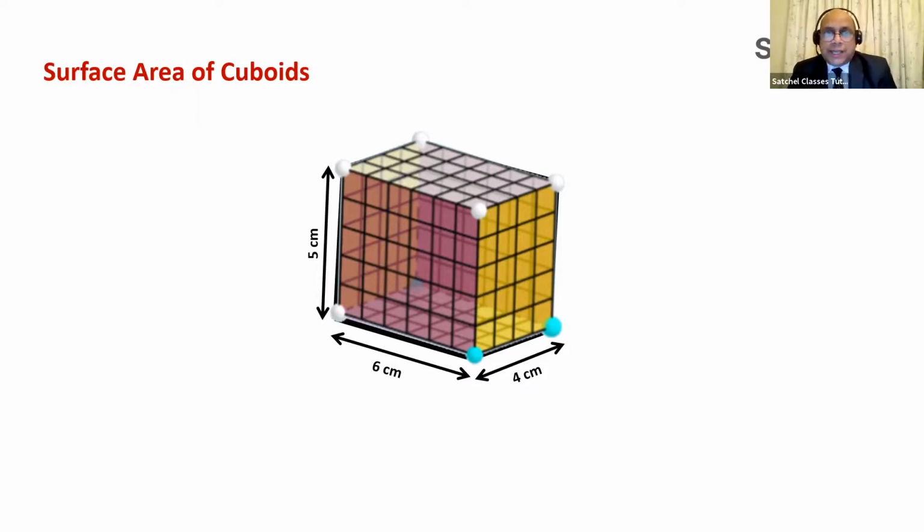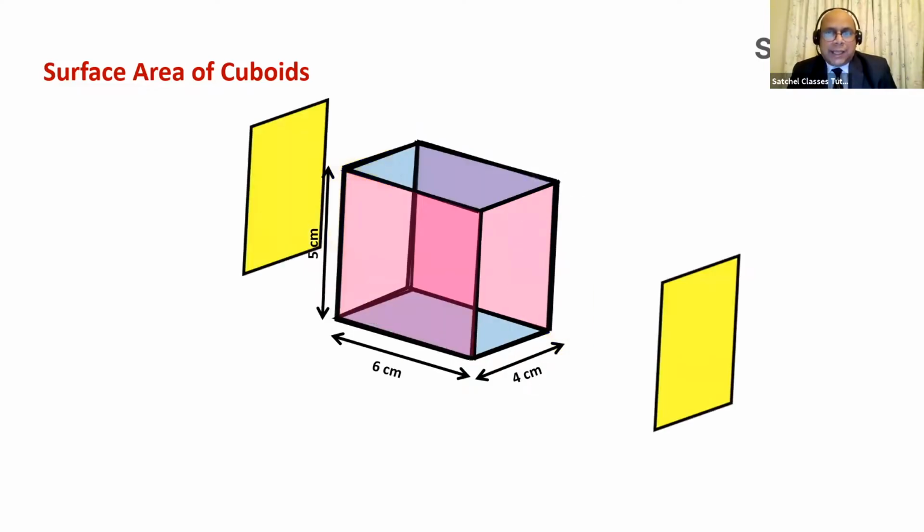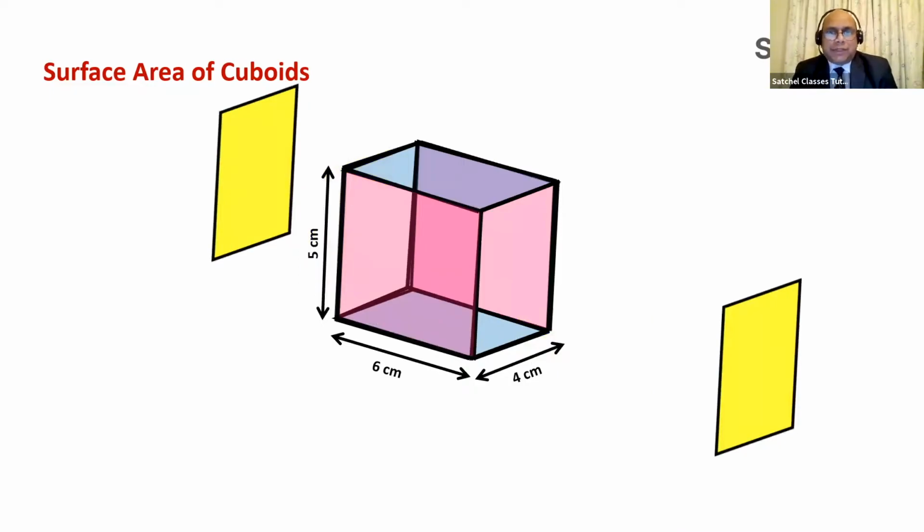So which are the rectangles that this particular cuboid is made up of? If you look at the front and the back side, there are two rectangles, each having a dimension of 4 centimeters by 5 centimeters. Remember, the width of the original cuboid was 4 centimeters and the height was 5 centimeters. So each of those rectangles will have dimensions 4 times 5, and hence the area would be 20 centimeters squared each.